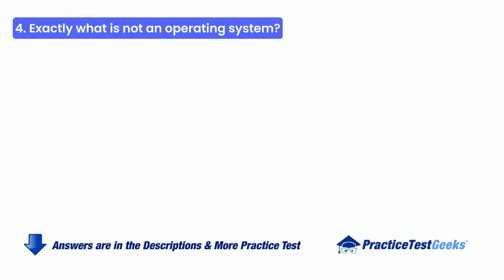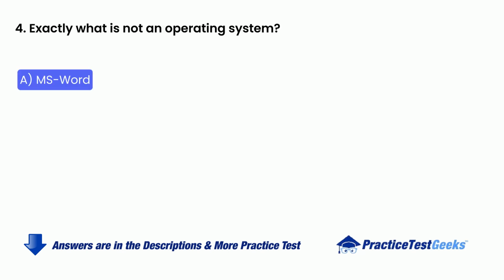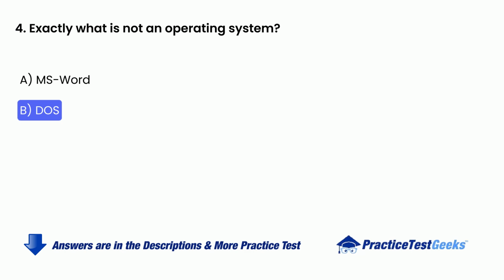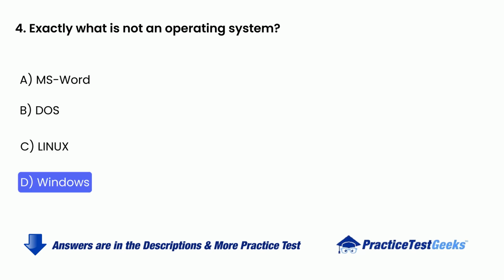Exactly what is not an operating system? A. MS Word. B. DOS. C. Linux. D. Windows.